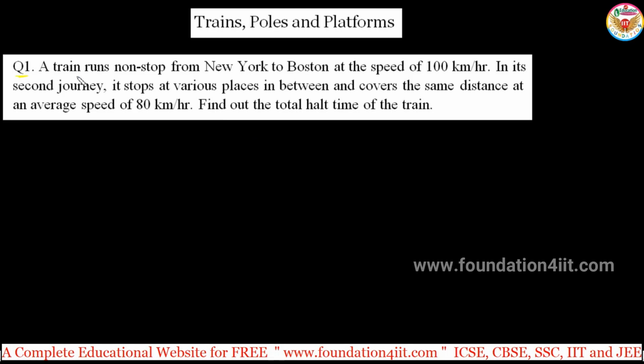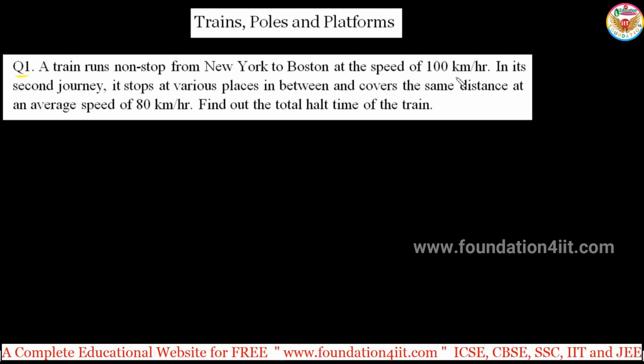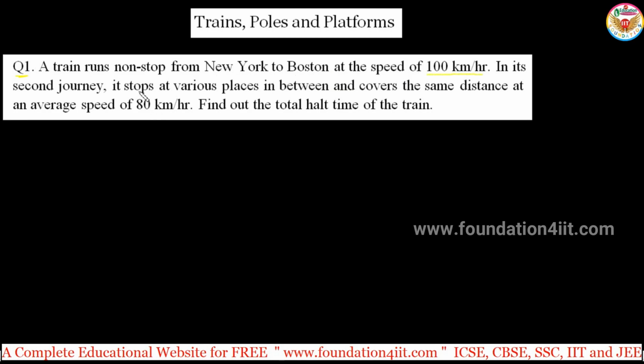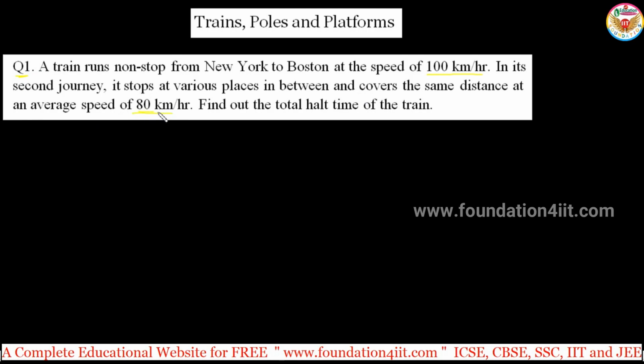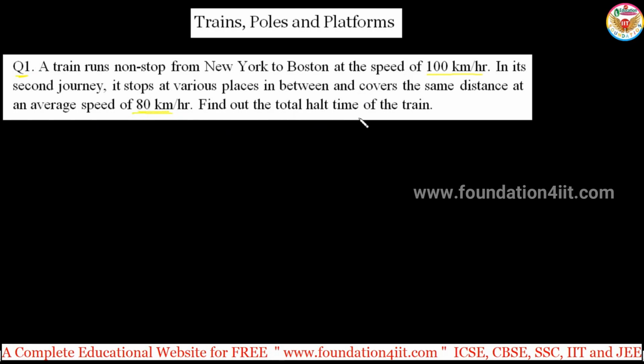First one: a train runs non-stop from New York to Boston at the speed of 100 kilometers per hour. In its second journey, it stops at various places in between and covers the same distance at the average speed of 80 kilometers per hour. Non-stop 100 kilometers per hour, with some stops 80 kilometers per hour. Find out the total halt time of the train. How much time does it stop in between on the return journey?